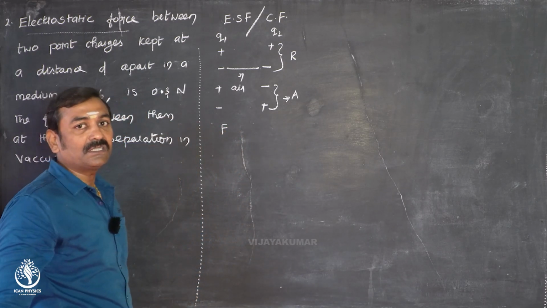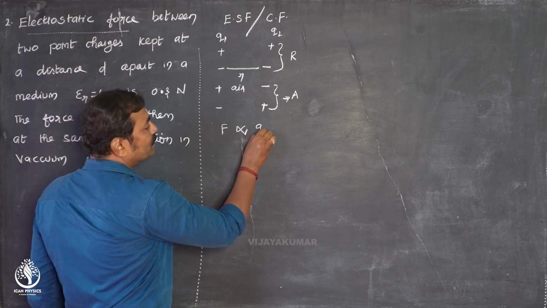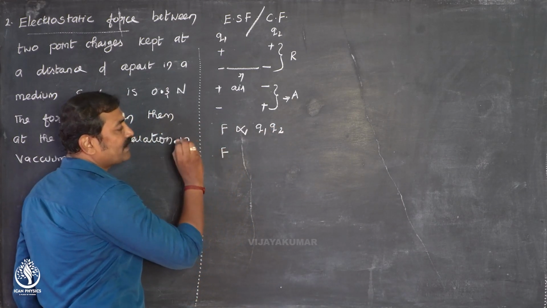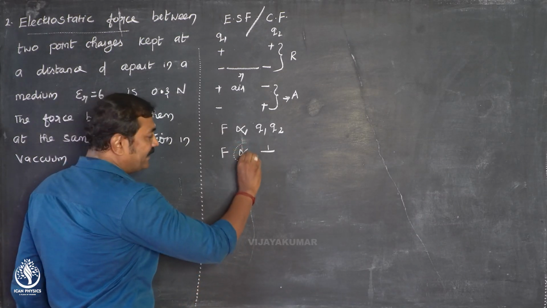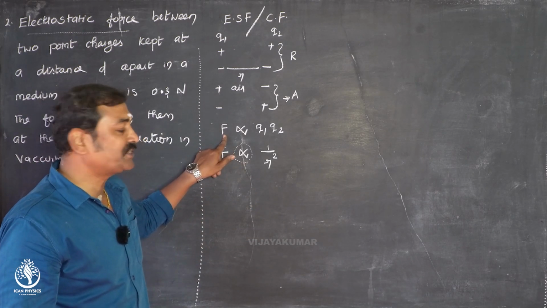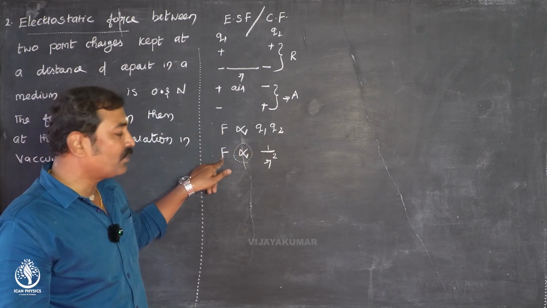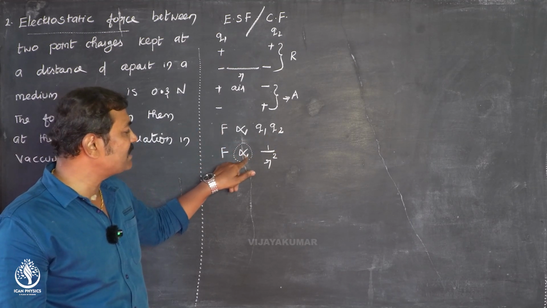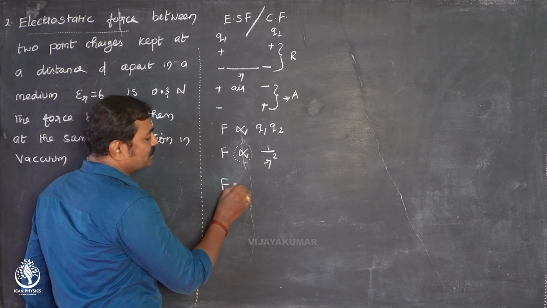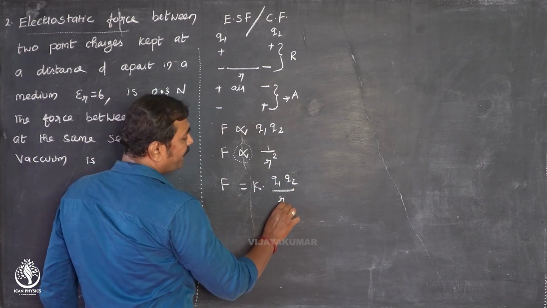The force of attraction or repulsion between 2 point charges is directly proportional to the product of the charges. That is the first statement. The second one: the force of attraction or repulsion is inversely proportional to the square of the distance between them. Then we can combine these two. So F equal to K into Q1 Q2 by r square.